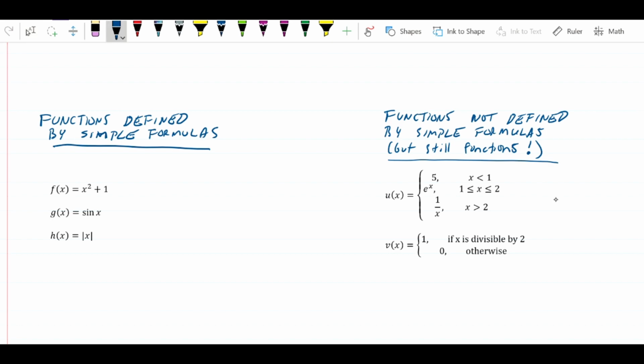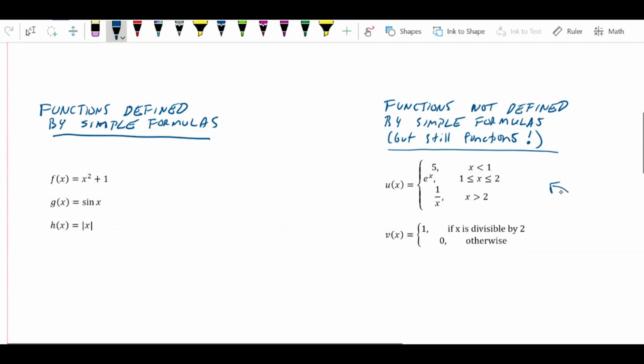You can see over here, I've defined u of x by a fairly complicated rule. This is a piecewise function that many of you will recognize, and we'll get to that shortly. But as you can see, it has different rules depending on where along the x-axis we are. And v of x has a rule that can't even really be expressed by a simple algebraic formula.